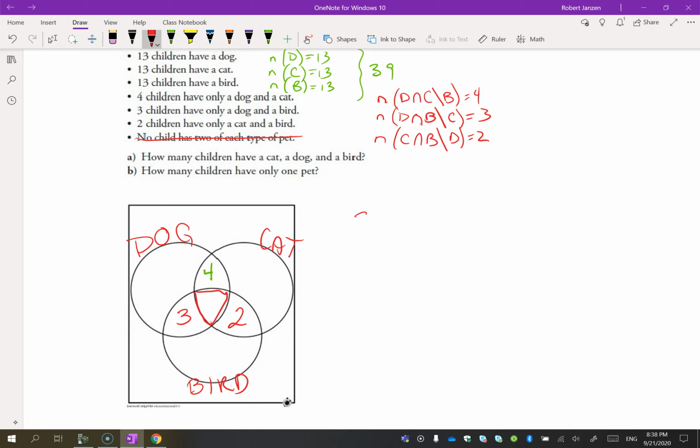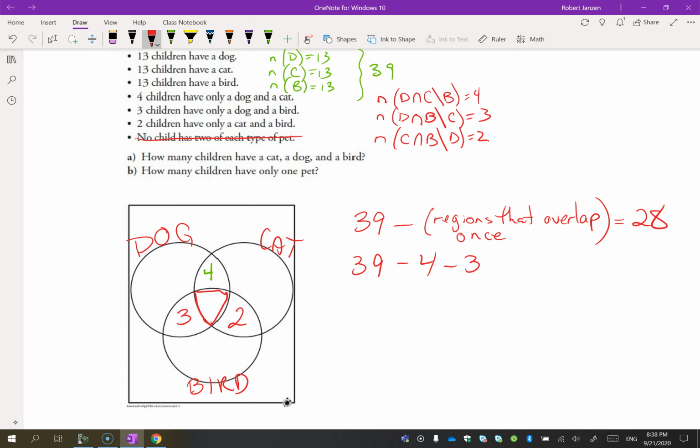All right, so if we want to figure out what this region is, we're going to do this. We're going to take 39, which is the total, and we're going to subtract the regions that overlap once. And this should give us 28. Okay, so let's try this. 39, take away 4, take away 3, take away 2. Well, we're going to call this x. And remember I said that place is actually counted 3 times, so we're going to take away x twice.